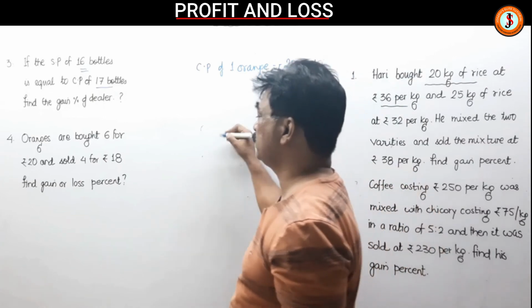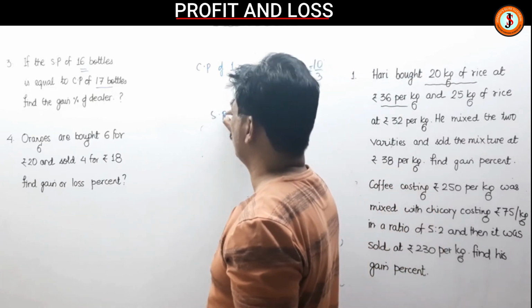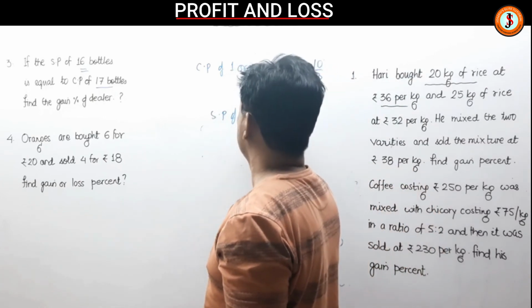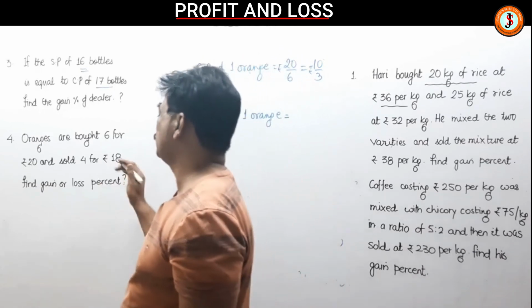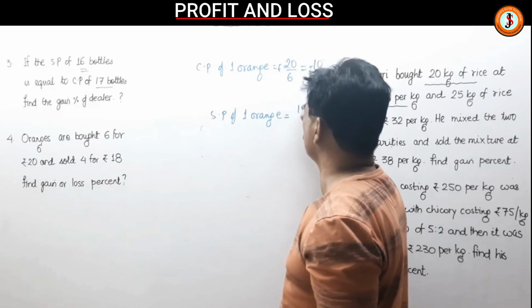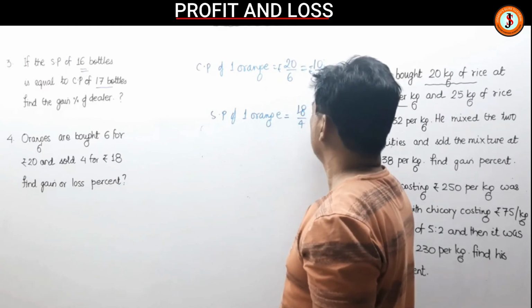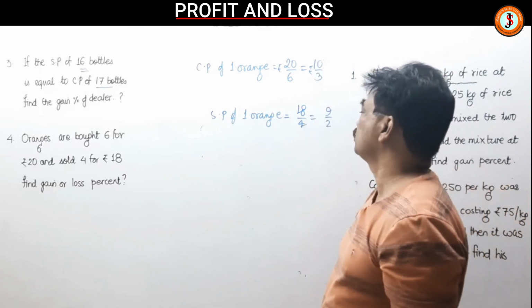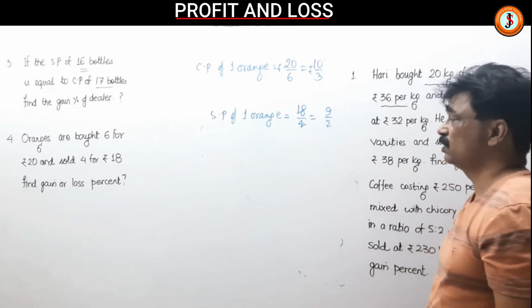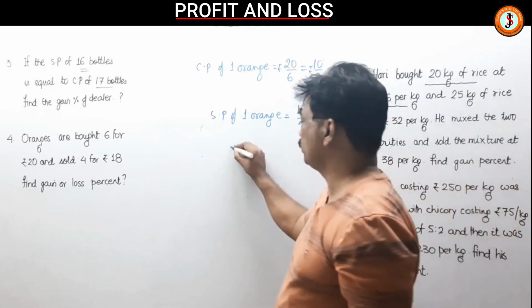एक ऑरेंज का SP निकालने के लिए SP of one orange will be how much? पता लगाया जाए. तो हम लोग बेच रहे हैं 4 ऑरेंज को 18 रुपये में. तो एक ऑरेंज को कितना बेचेंगे? 18 by 4 यानी 9 by 2 रुपीज़. अब देखिए ये जो है ख़रीद रहे हैं 3 रुपये के आसपास और बेच रहे हैं 4.5 रुपये के आसपास. तो हमें फ़ायदा है.